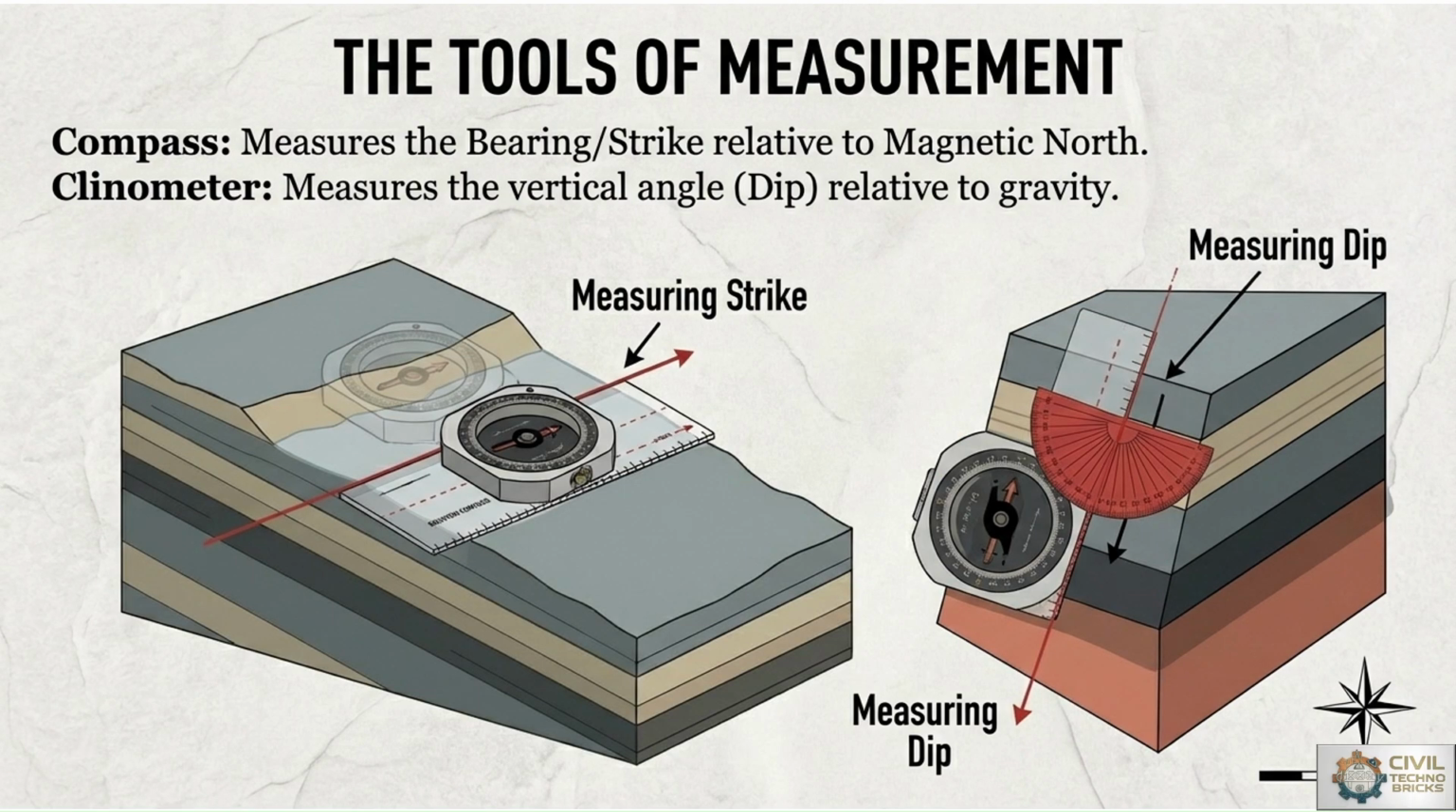So which tools can we use to measure? Two tools are required, compass and clinometer. Compass measures the bearing, or we can say the strike, relative to the magnetic north, that is the north direction. Clinometer measures the vertical angle, just like the dip, relative to gravity.